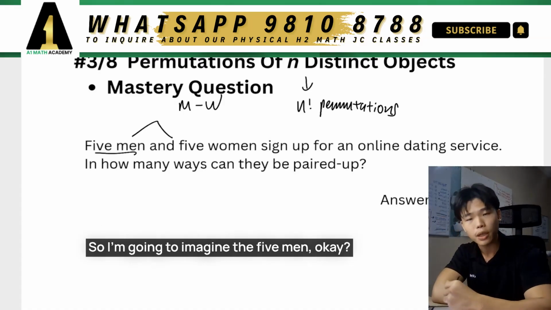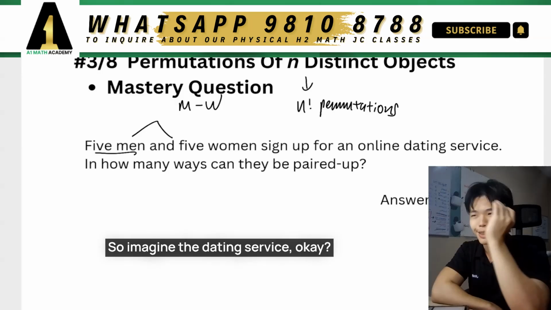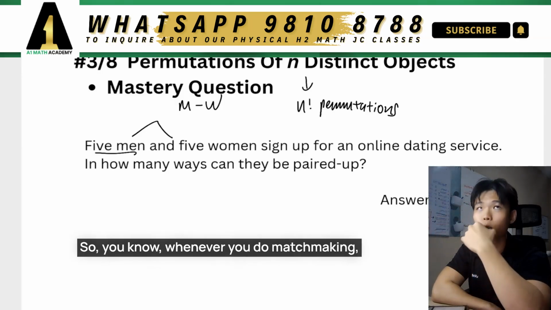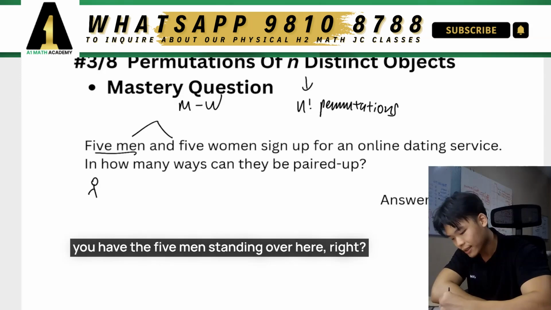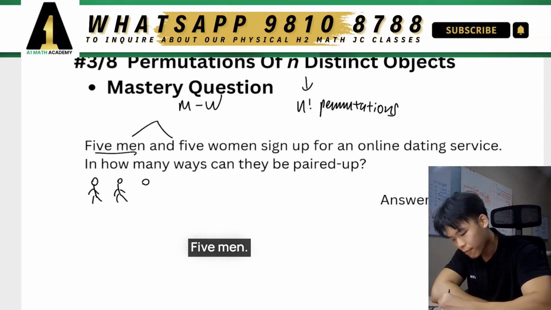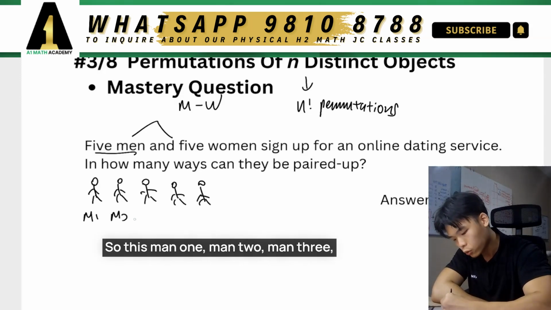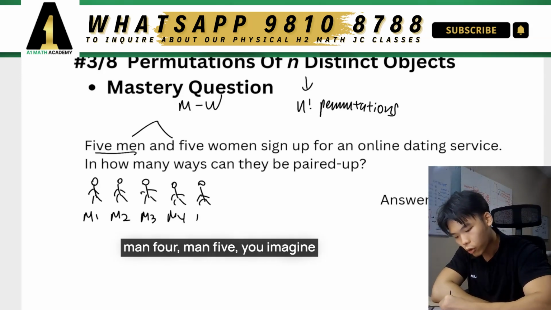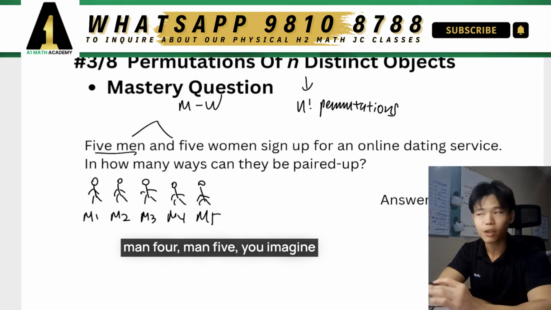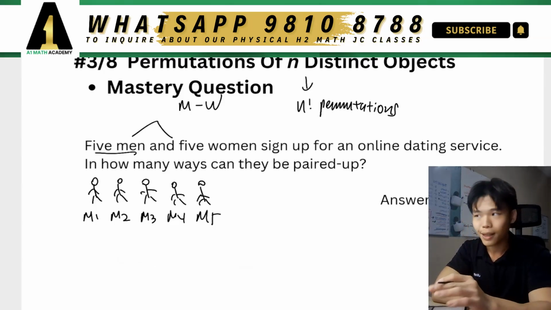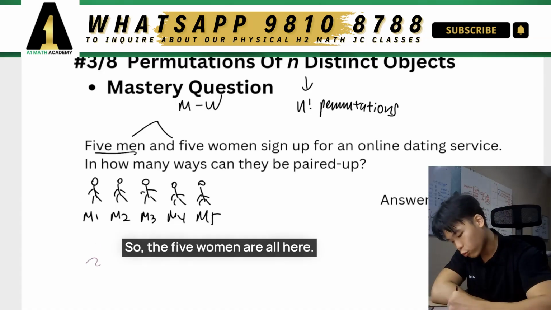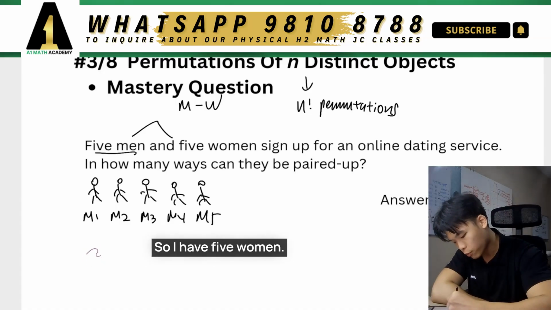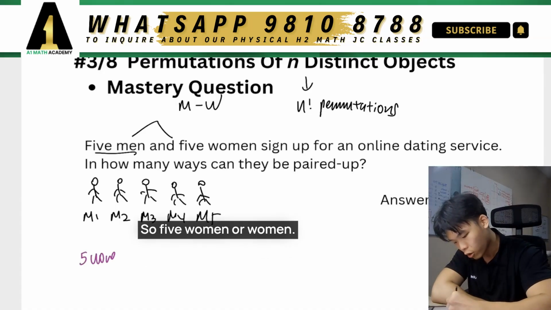So I'm going to imagine the 5 men. Okay, so imagine the dating service. Okay, so whenever you do matchmaking, right, you have the 5 men standing over here, right? 5 men. So this is man 1, man 2, man 3, man 4, man 5, right? You imagine all of them standing in a row. Now I got 5 women now. So the 5 women are all here. So I have 5 women.